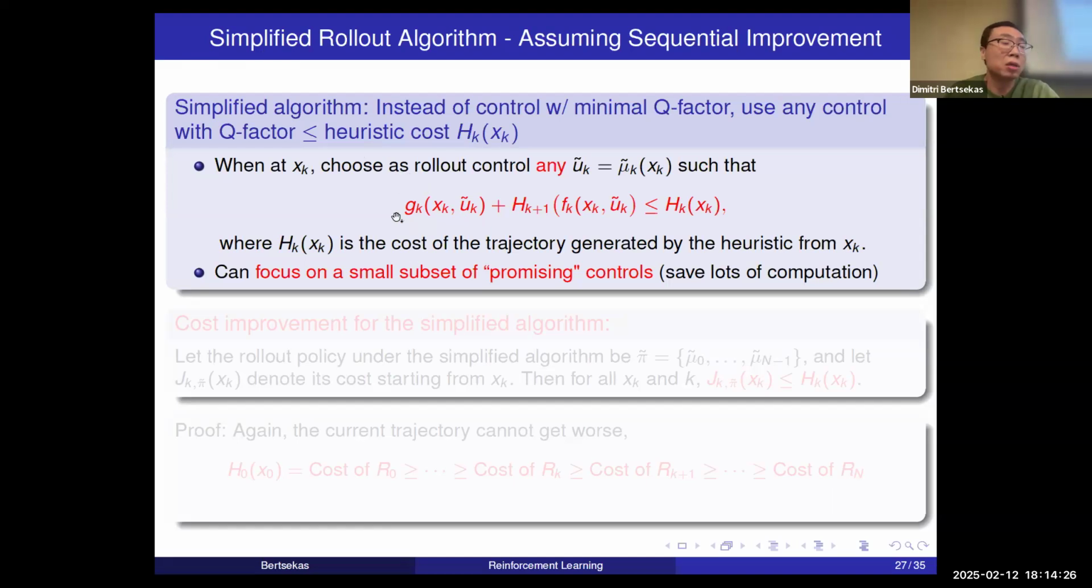The first is you still do this for loop, enumerating possible controls. But in addition to comparing with the current best, you also compare with the cost produced by the base heuristic. As soon as you find a control that gives a Q factor smaller than the base heuristic, you can break from the for loop and move on to the next stage, right? So this is one way to find a control, any control that satisfies this inequality.